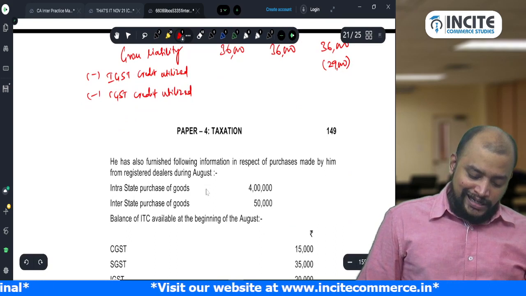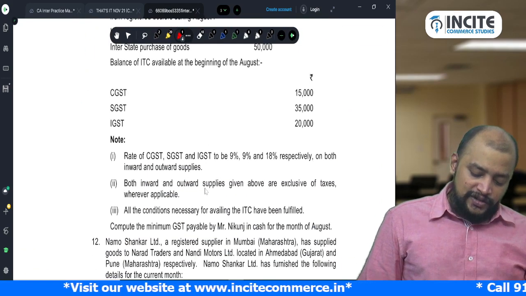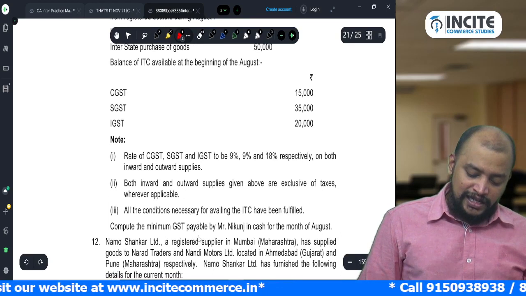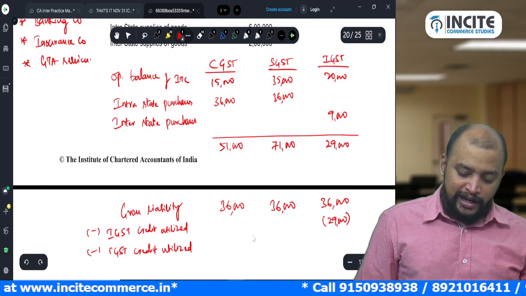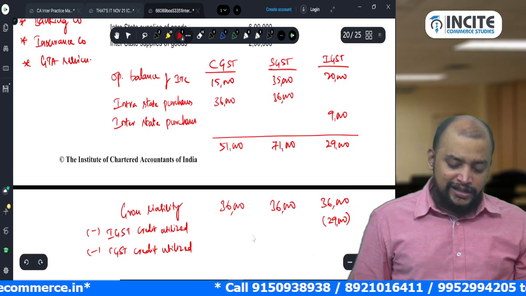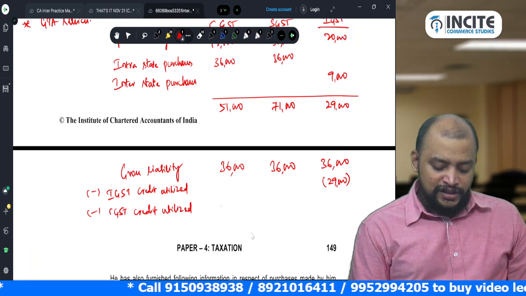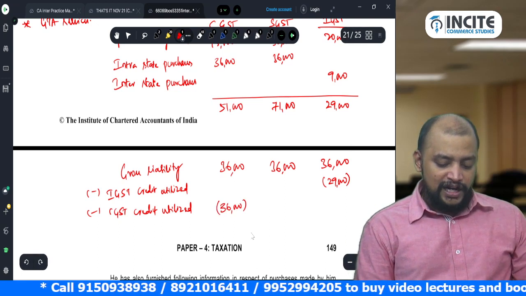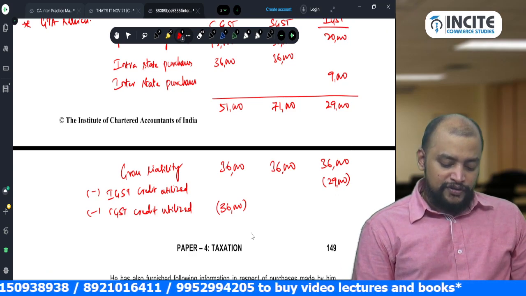So purchases, we have a lot of credit now. Both inward supplies are exclusive. Minimum GST payable by Nikunj in cash for the month of August. Now we have CGST credit utilized. What is the CGST credit? 51,000. We can use it for payment of the CGST liability.